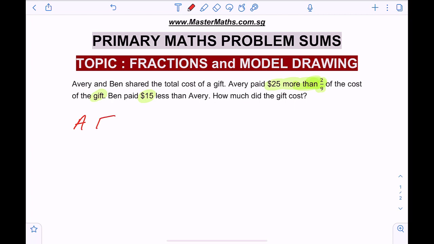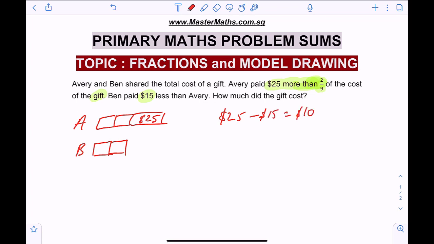Avery will be 2 boxes plus another $25. As for Ben, it will be $15 lesser than Avery's amount. So that $15 you can subtract away from this section here. So you will still get 2 boxes for Ben, and 25 minus 15, that will be just another $10 more than 2 units.